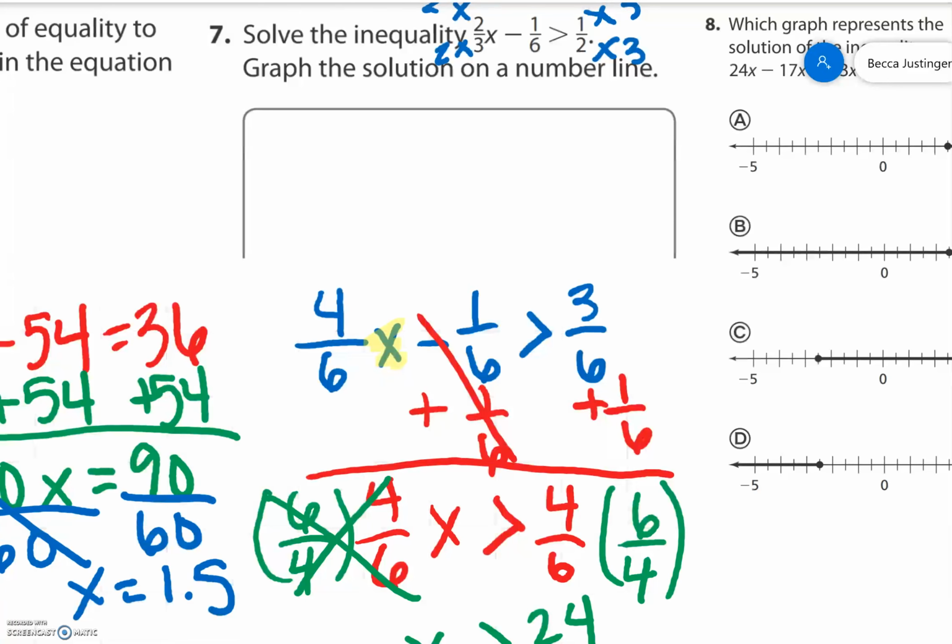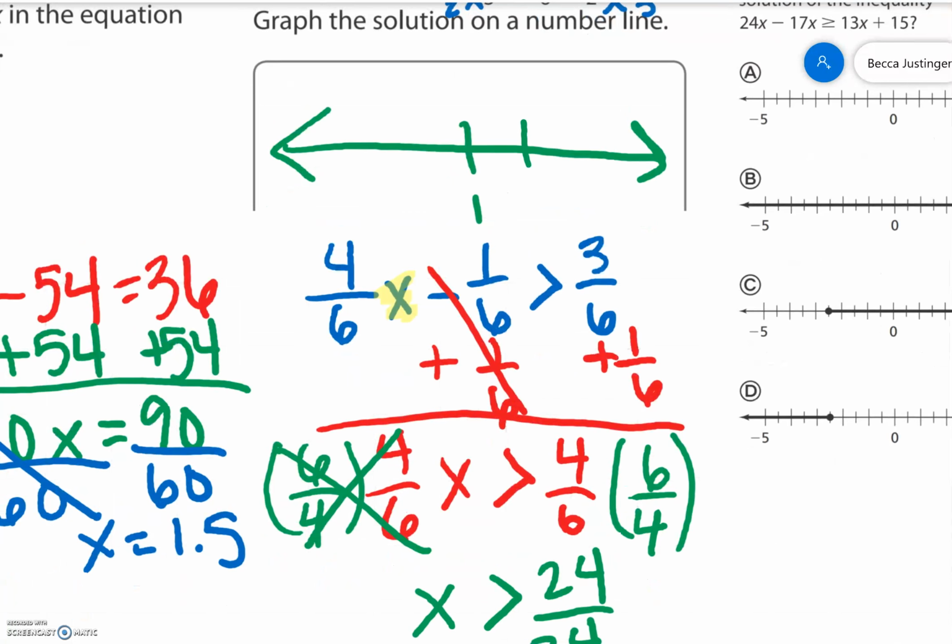Don't forget to graph or else you will lose points. So I'm going to put 1 in the middle and build from there. 2, 3, 0, negative 1. It could not be equal to 1. It could only be greater than 1. So that's why we have an open circle.